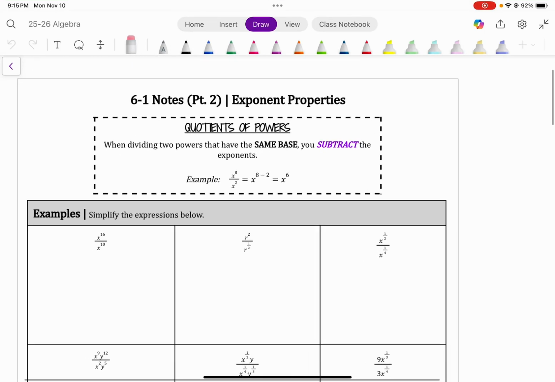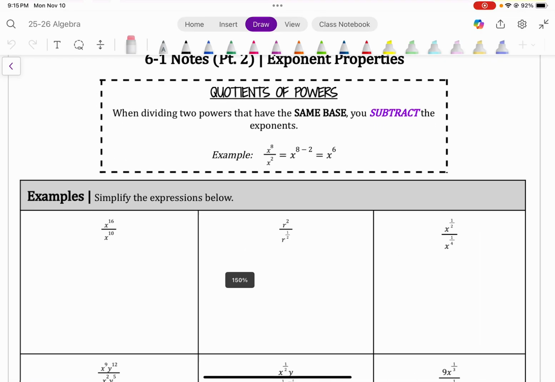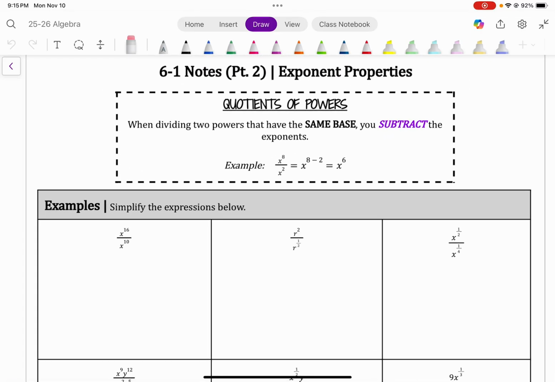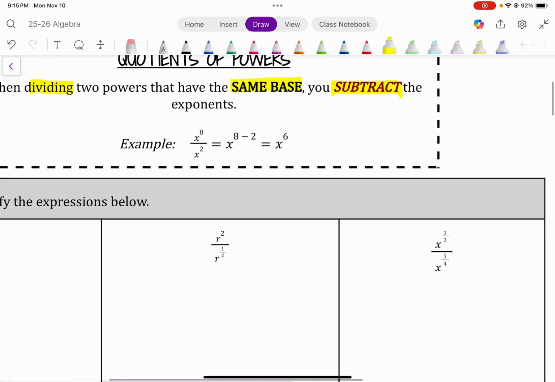These are 6.1 notes, part 6.1b, 6.1 part 2, where we're going to do a little more on exponent properties. So this first section we're going to divide, and we're only going to do this when the numbers have the same base, and we're going to subtract the exponents. Here you can see our first problem is x to the 8 over x to the 2. That's going to end up being x to the 6th.